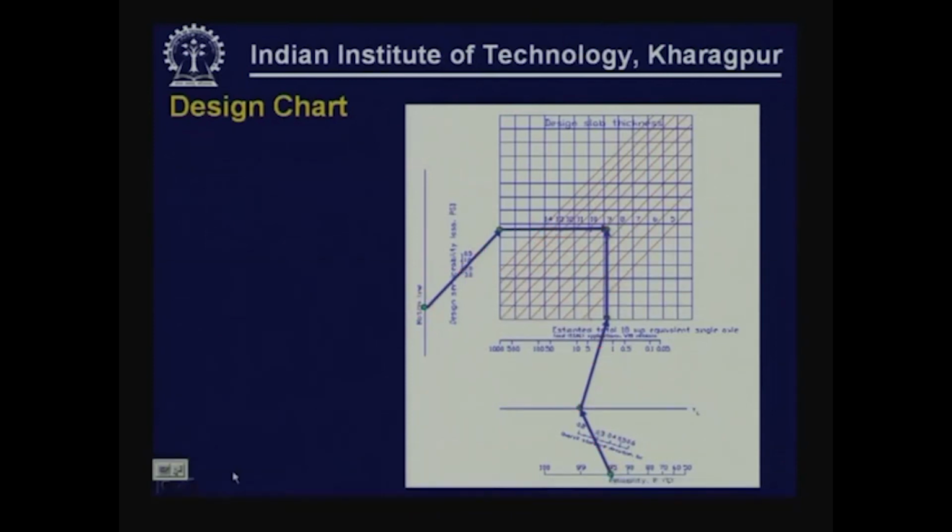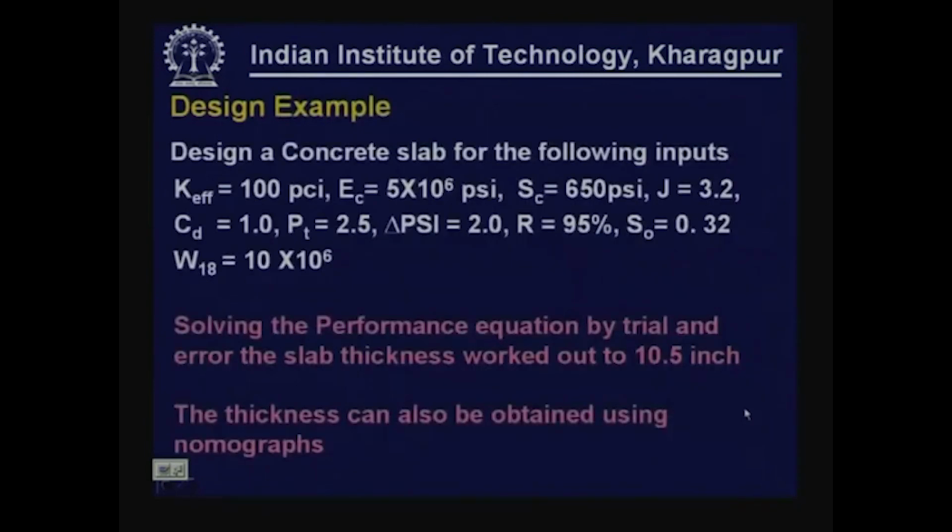One can solve the equation, or one can also use this nomograph to easily find out the thickness of the slab. Here is a design example. We have to design a concrete slab for the following inputs. K effective is 100 PCA, EC is 5 into 10 to the power 6 PSI, SC is 650 PSI, J is 3.2 for the given conditions, CD is 1.0, PT is 2.5, delta PSI is 2.0, reliability selected is 95%, SO is 0.32, W18 for which we have to design is 10 millions, 10 into 10 to the power 6.